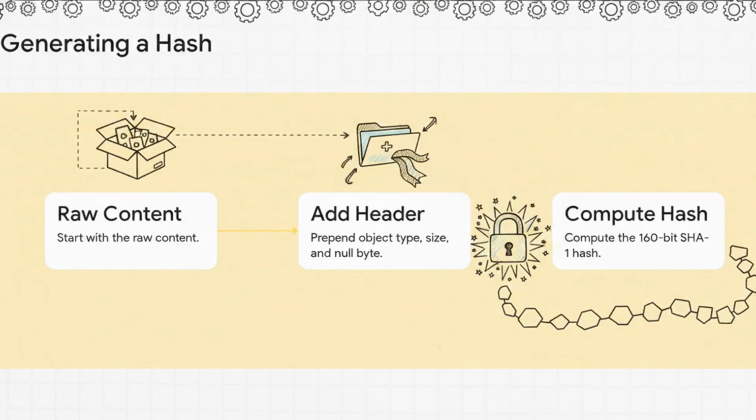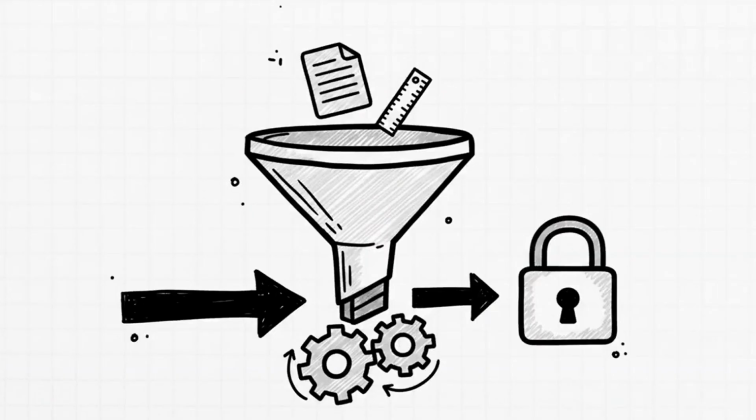Well, it's just simple math that applies to every single object type. Git simply takes your raw content, slaps a small header on the front, which just says the object type, like blob, tree, commit, or tag, adds the file size, a null byte, and then runs that entire package through a cryptographic algorithm.